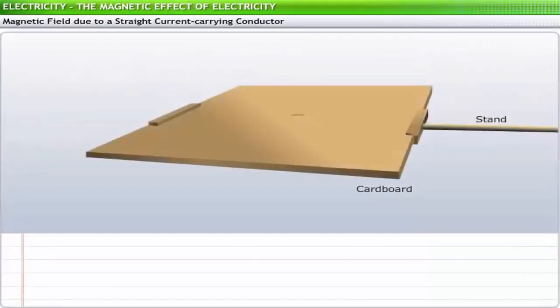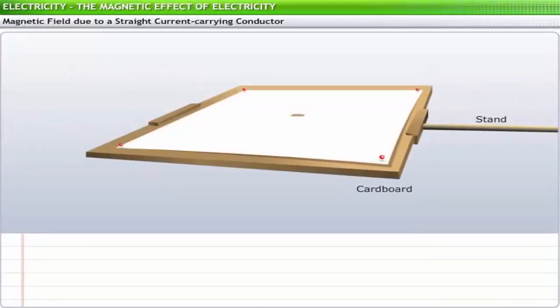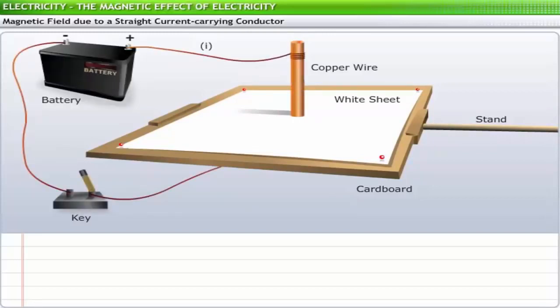To begin the experiment, we fix a white sheet on a cardboard, which is clamped to a stand. Next, we pass a thick copper wire connected to a battery and key through a hole at the center of the cardboard. Finally, some iron filings are sprinkled on the board and current is allowed to pass through the wire by switching the key on.